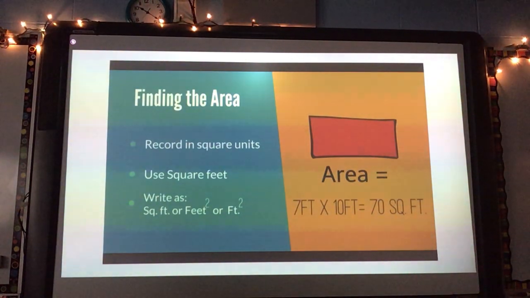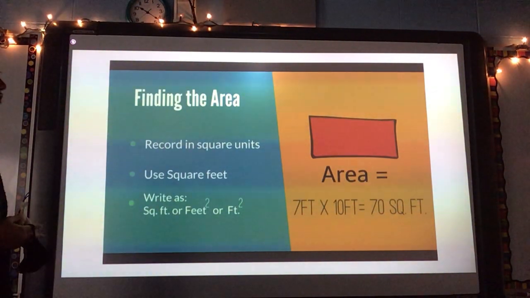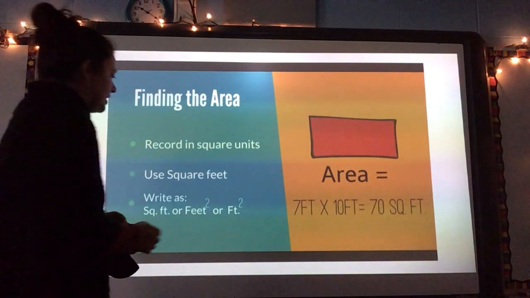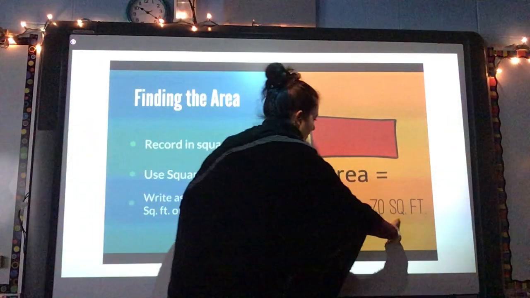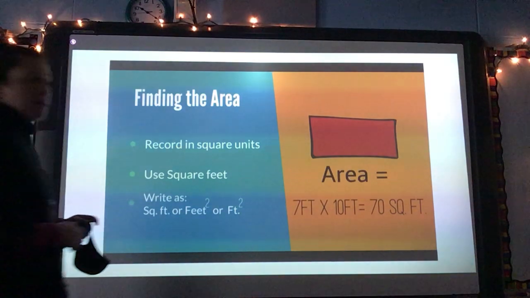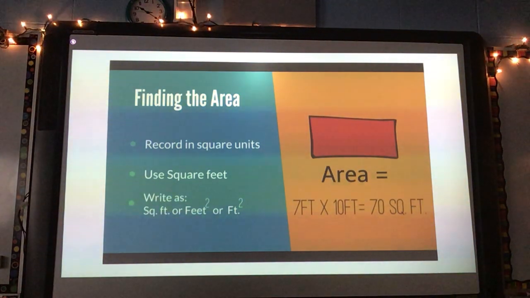All right, so we record our area in square units. And you'll notice at the end, they have square feet here, okay? It would not be just feet as an answer, but squared feet, okay? Or if you're talking about inches, squared inches. If you're talking about units, like the little individual squares, it would be squared units.